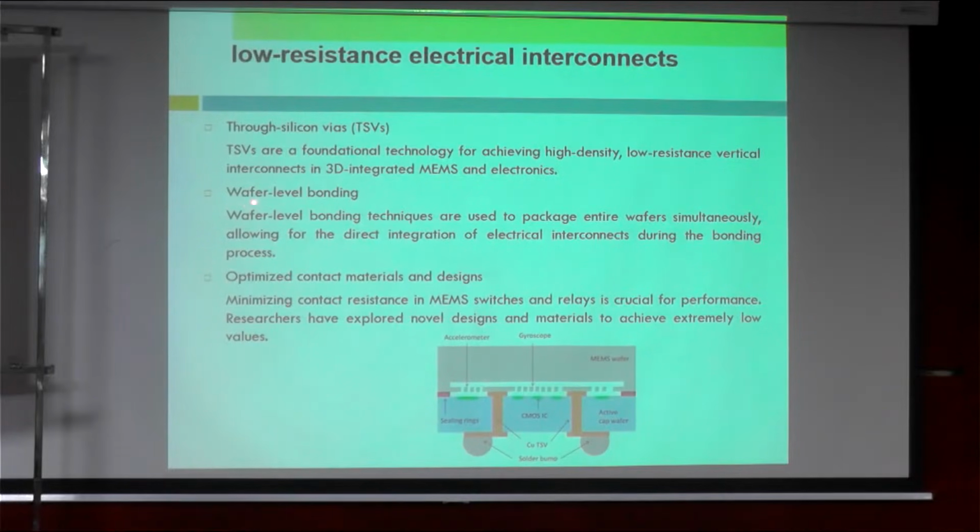And wafer level bonding. The wafer level bonding techniques are used to package entire wafers simultaneously, allowing for the direct integration of electrical interconnects during the bonding process. I think I have explained this before. And with optimized contact materials and design, minimizing contact resistance in MEMS switches and relays is crucial for performance. Researchers have explored novel designs and materials to achieve extremely low values for this.